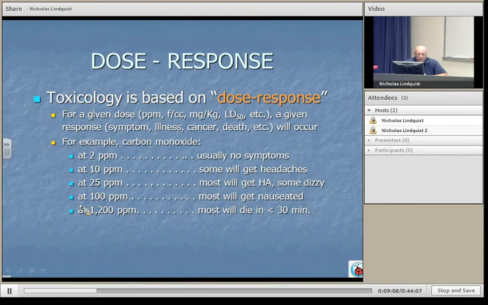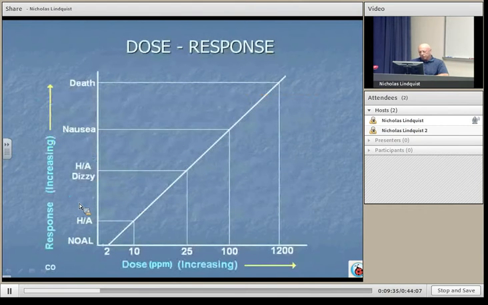But at 10 parts per million, you're going to have some people who start getting headaches. At 25 parts per million, you'll have people get dizzy as well as headaches. At 100 parts per million, some people will not only get dizzy and headachy, but they'll become nauseated. And at 1,200 parts per million, most people will die within about a 30-minute time period. So you can see, as the dose changes, the response is going to change.